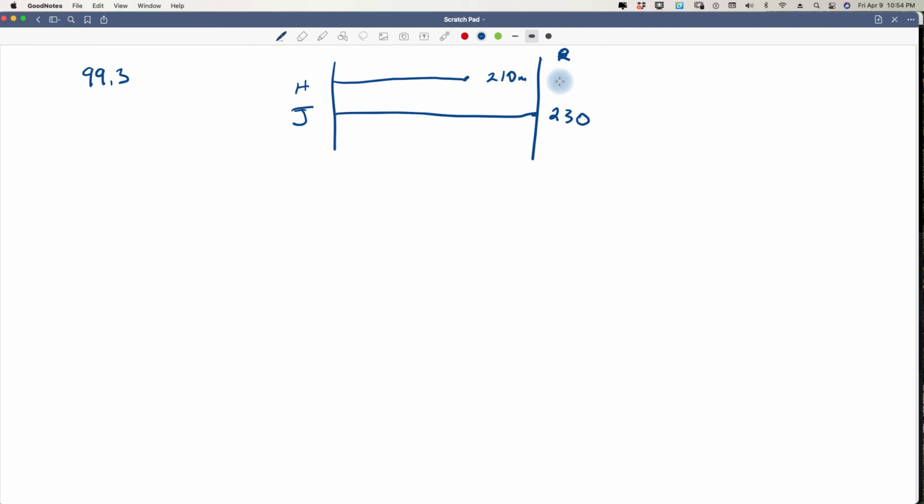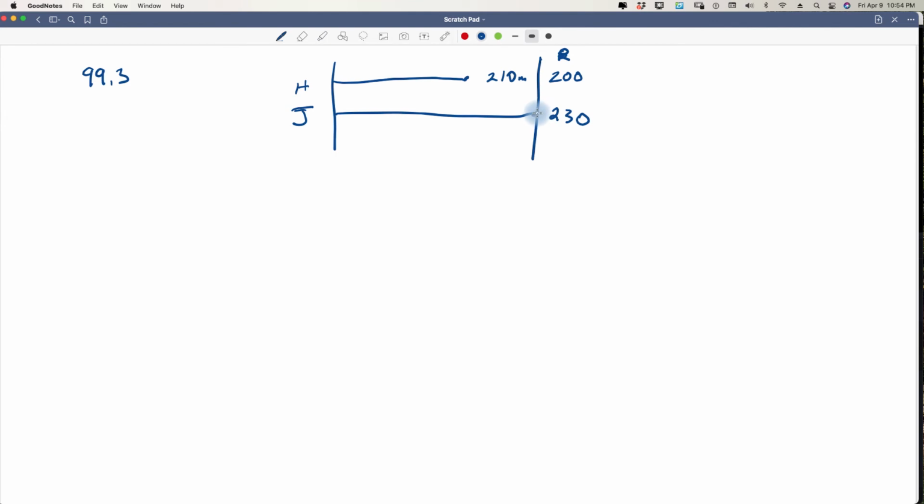99.3, Harry and Jeanette jog around a circular track that is 210 meters long. Jeanette's rate is 230 meters per minute, while Harry's rate is only 200 meters per minute. In how many minutes will Jeanette be a full lap ahead? So what we want to see is Harry's distance and Jeanette's distance, and we want Jeanette to be 210 meters ahead of Harry. Okay, that's because she is going faster. Her rate is 230 and his is 200.